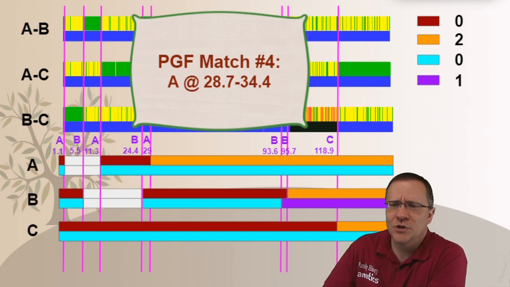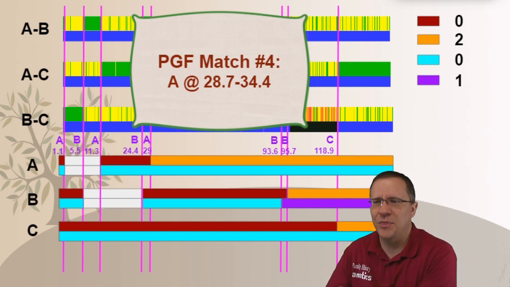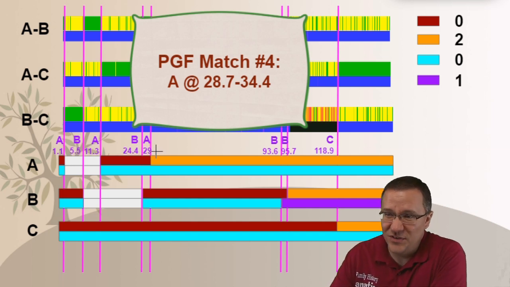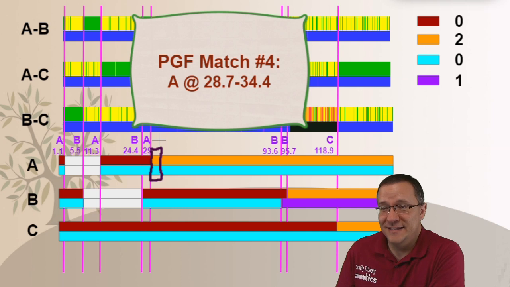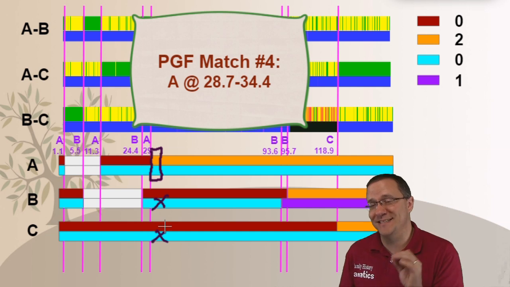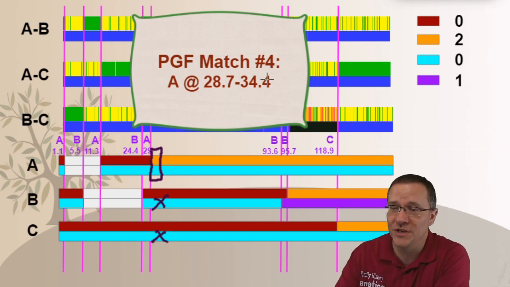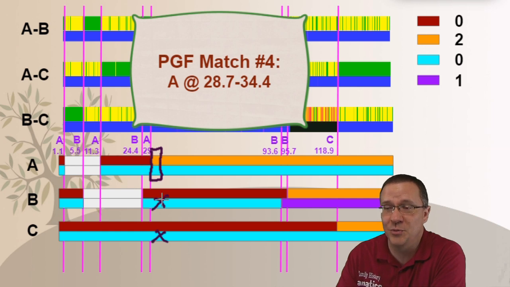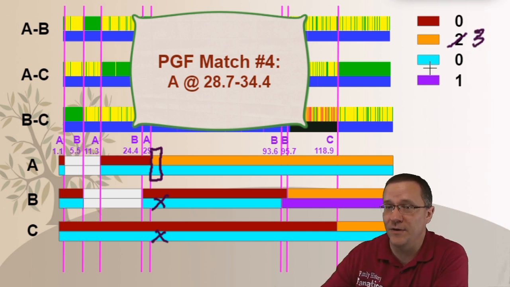So match number 4. Right now it's 2 for orange and 1 for purple. Match number 4 matches person A between 28.7 and 34.4. Well, 28.7 is really close to 29, so I'm actually going to guess that is that area right in there. Now, again, this looks like it could be orange or it could be blue, except that if it was blue, it would match down here and here. So it would match all 3 of these people, and it doesn't. So this match is only for person A, and the orange is what's different between person A and person B and person C in this case. So this is going to be another point for orange being my paternal grandfather.